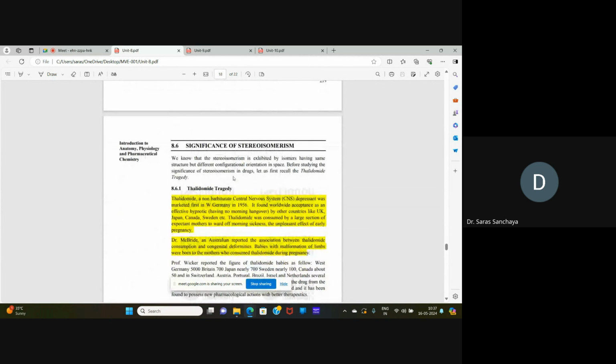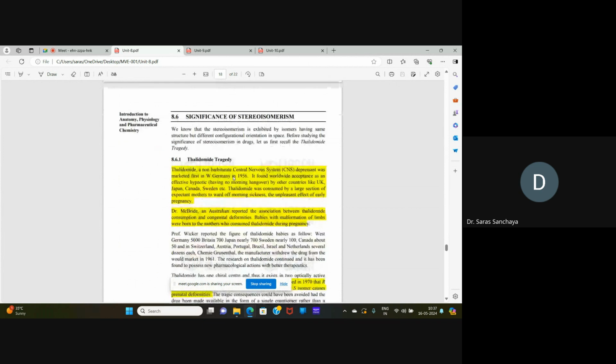Then the significance of stereoisomerism: the thalidomide tragedy. You must have heard about the thalidomide tragedy in the past. Thalidomide, a non-barbiturate central nervous system depressant, was marketed first in West Germany in 1956. It found worldwide acceptance as an effective hypnotic, having no morning hangover, in other countries like the UK, Japan, Canada, and Sweden. Thalidomide was consumed by a large section of expectant mothers to ward off morning sickness, the unpleasant effect of early pregnancy.